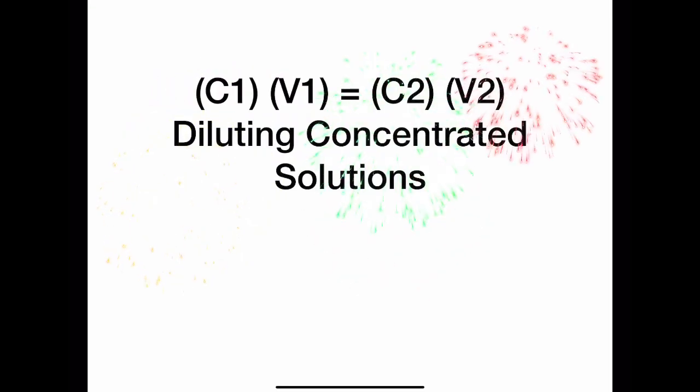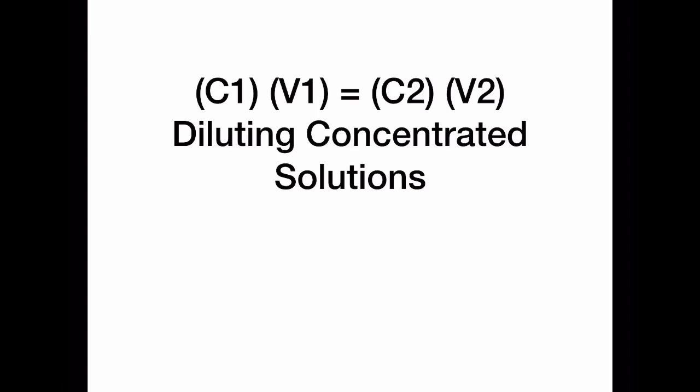This one is C1V1 equals C2V2. This is how we make really strong acids dilute with water. Usually it's acid that we're diluting, but you can do this with bases. You could do this with bleach. This is Unit 6 Chemical Reactions.